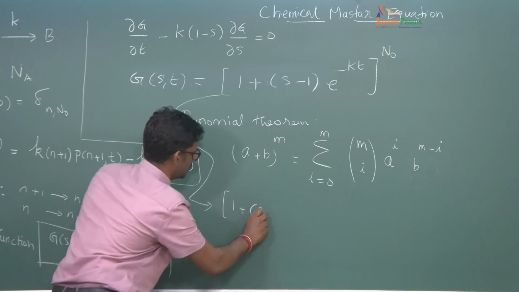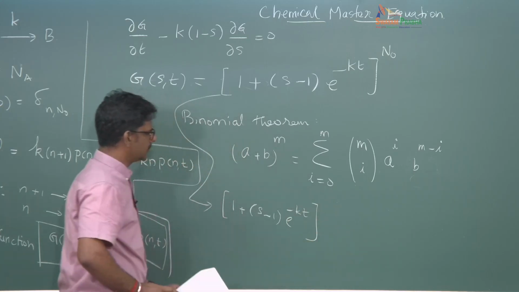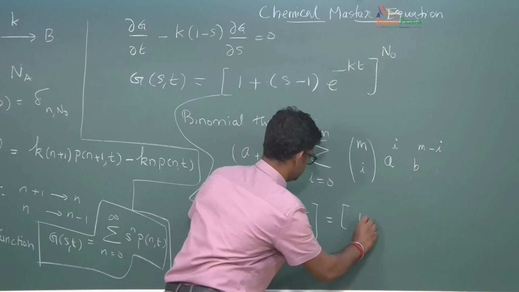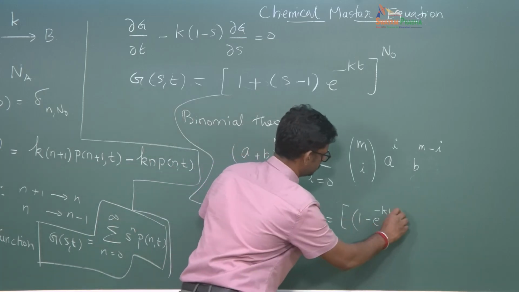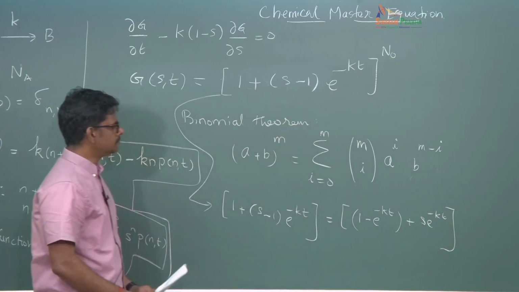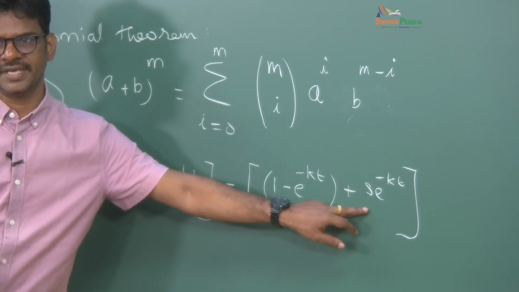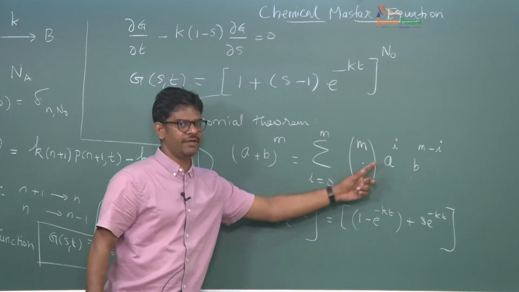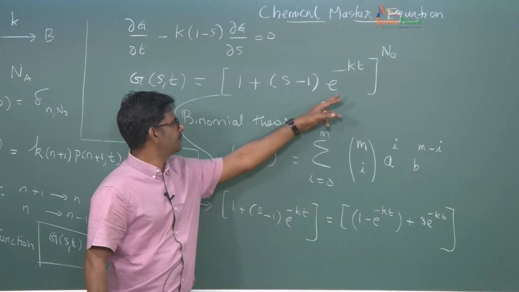1 plus s minus 1 e power minus kt. So here I am writing this term that multiplies s separately, and the remaining terms are 1 minus e power minus kt. So this is like component A for me, and this is like component B.